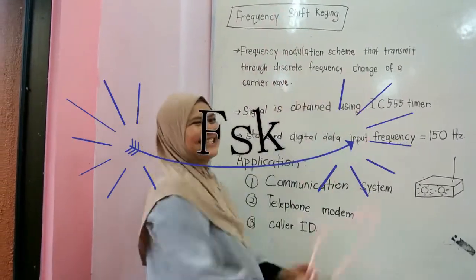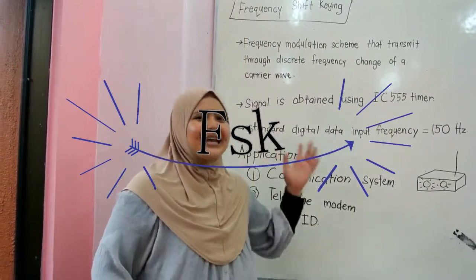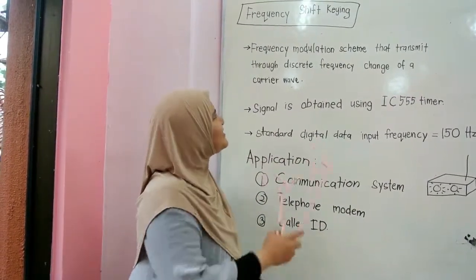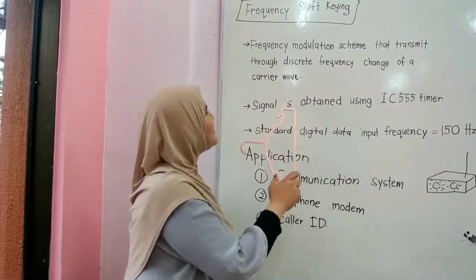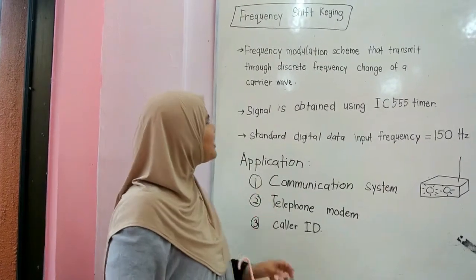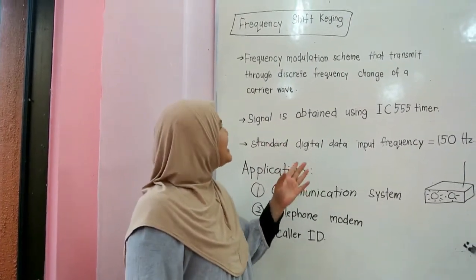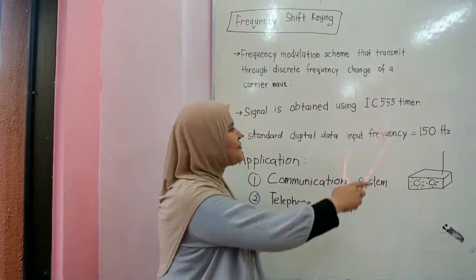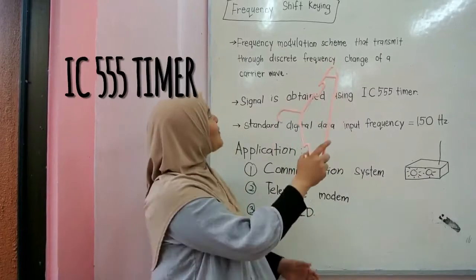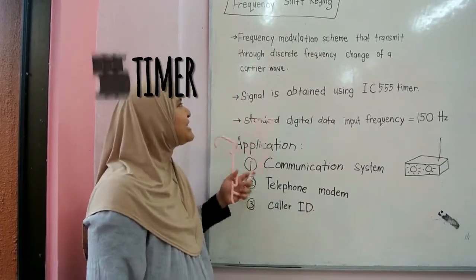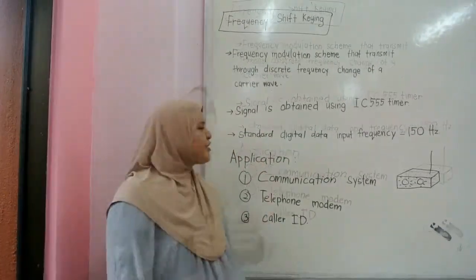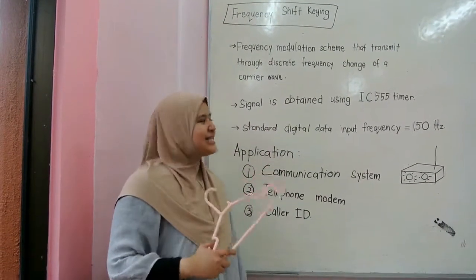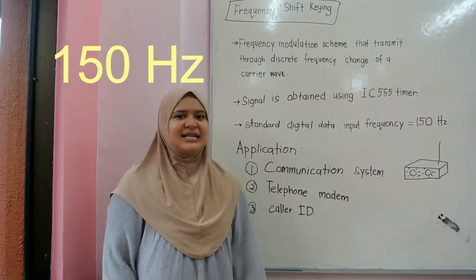Shift key. We call it FSK2. Frequency shifting is a frequency modulation scheme that transmits through discrete frequency change of the carrier wave. We use an IC555 timer to obtain the frequency shifting signal. For your information, the standard digital data input frequency is 150 Hz.